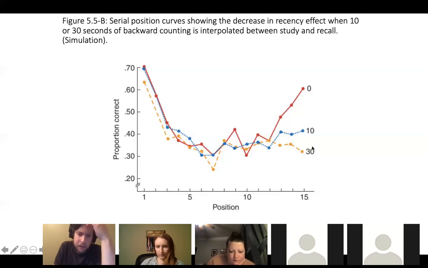Tell me this. Does it appear that there is an appreciable influence of backward counting on the size of the primacy effect? What do you guys think?